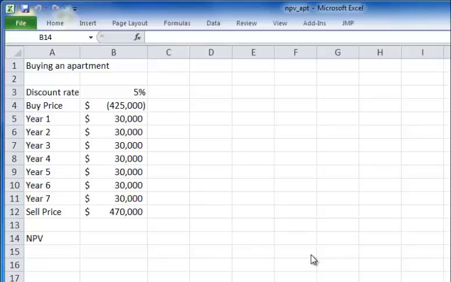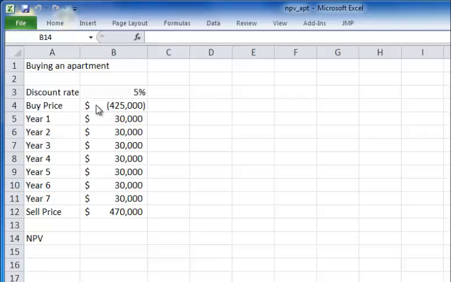In this example, we discussed the usage of net present value calculation in Excel. I have here a simple example. Suppose Tom is interested in investing in real estate.